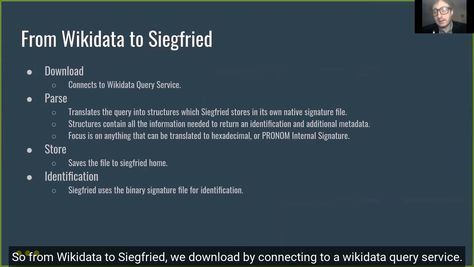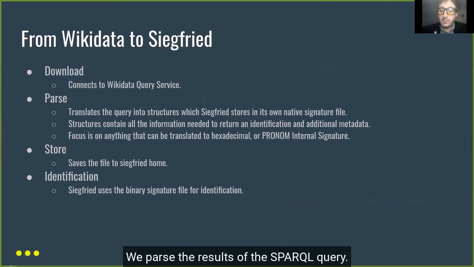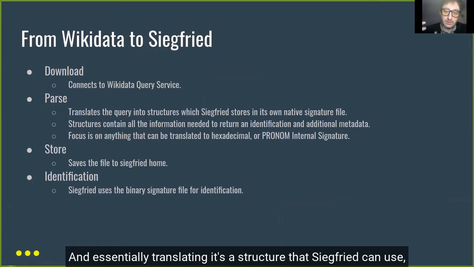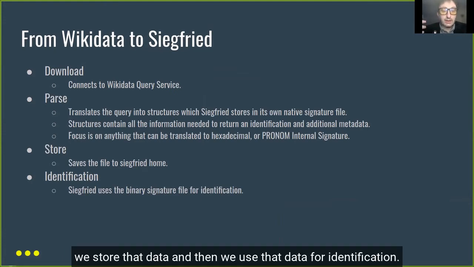So from Wikidata to Siegfried, we download by connecting to a Wikidata query service. We pass the results of the SPARQL query, essentially translating into a structure that Siegfried can use. We store that data, and then we use that data for identification.